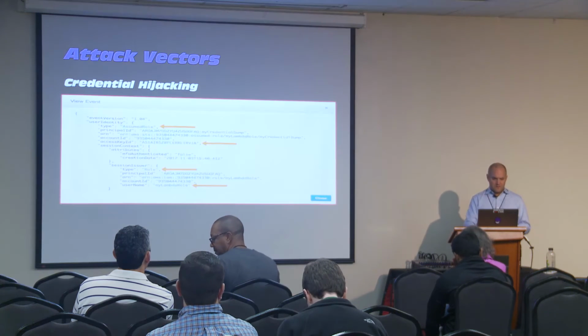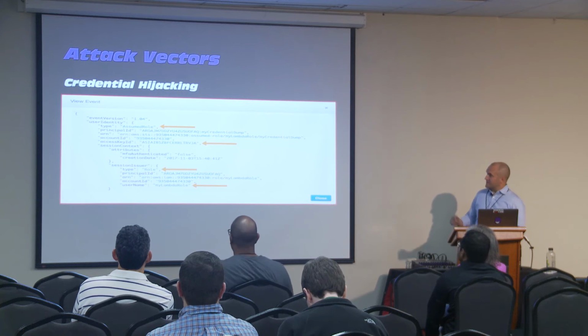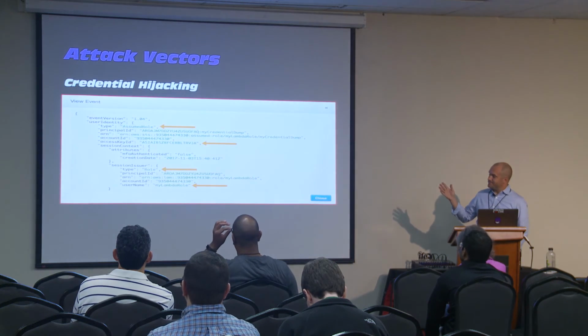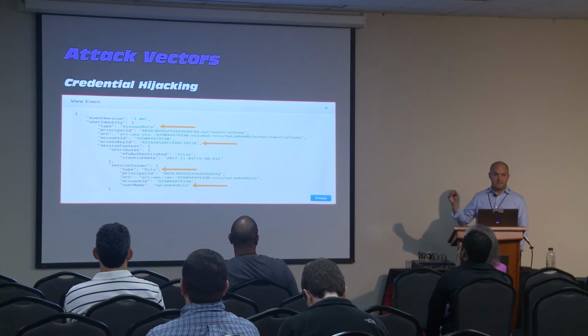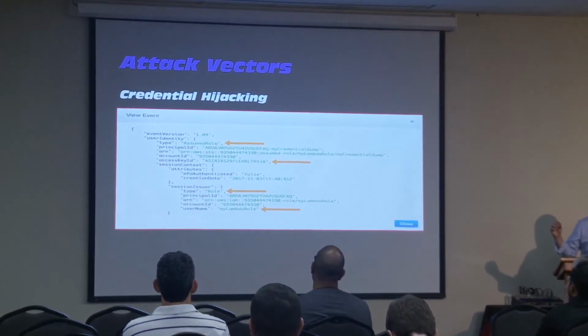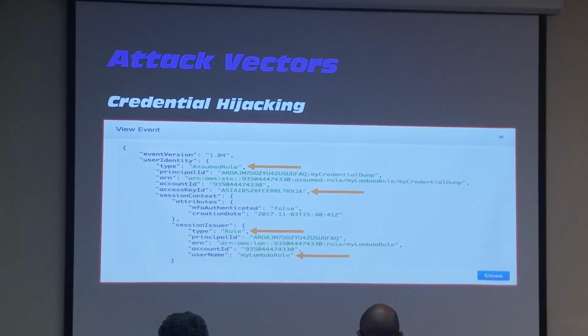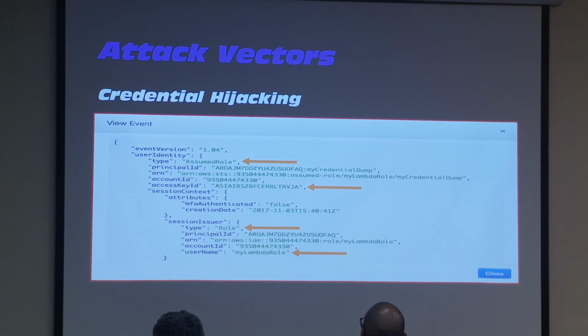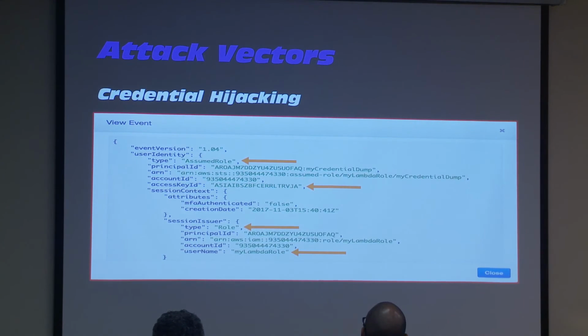So this is just a quick summary of the events that show up in CloudTrail. What I'm showing here is that it's an assumed role, and it's using the Lambda access key ID. And you can see that I set up one called my Lambda role. What I'm pointing out here is that we're now masquerading as the Lambda function or the Lambda container rather than our own credentials. Really good way to hide your activities, if you will.